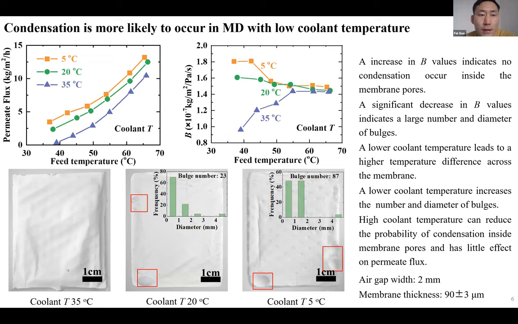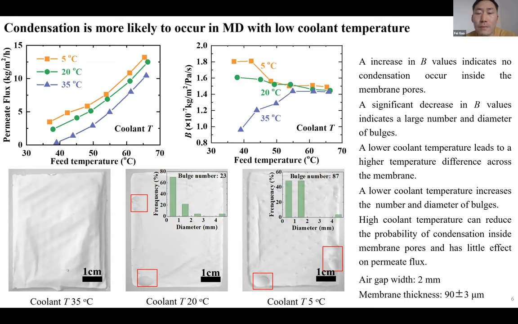Another work we do is on different cooling temperatures. Condensation is more likely to occur in MD with a low cooling temperature. With the cooling temperature kept at 35 centigrade, the membrane surface stays flat with no bulges, and an increase of B values indicates no condensation occurs inside the membrane pores. For MD processes with the cooling temperature kept at 5 centigrade, the membrane surface shows some bulges. A significant decrease in the B values also indicates a large number and diameter of bulges. This is because the low cooling temperature leads to a higher temperature difference across the membranes.